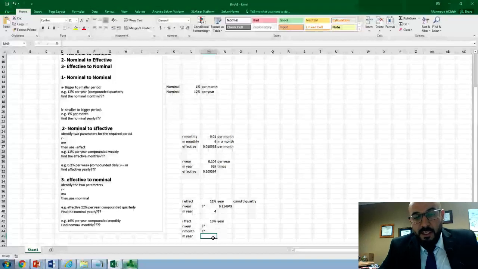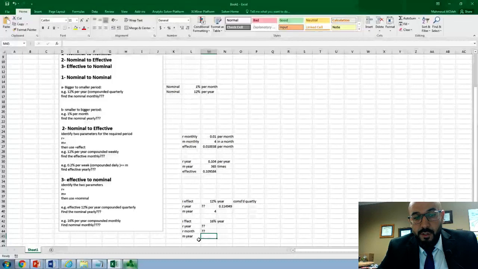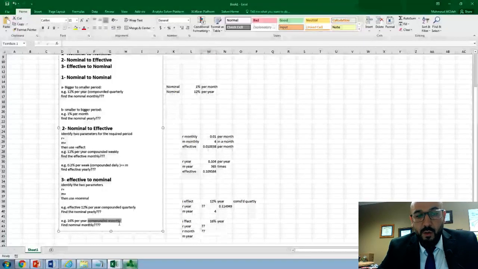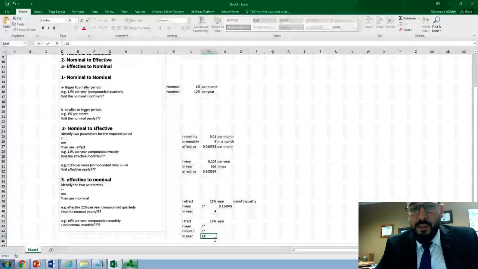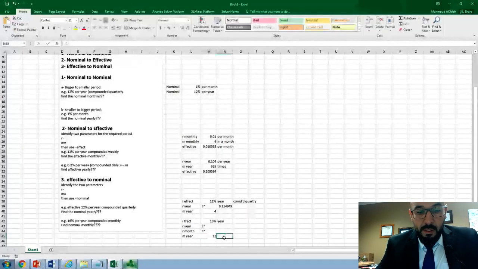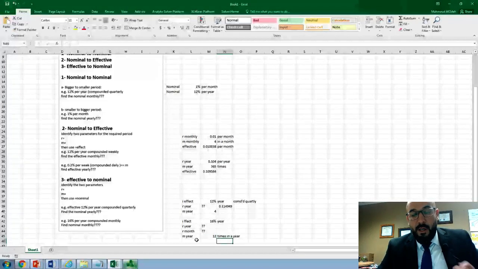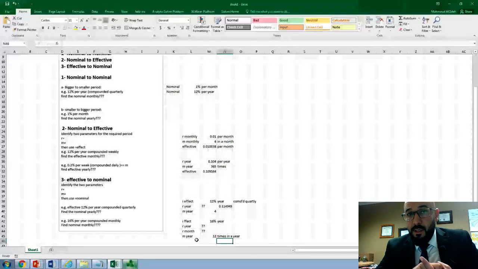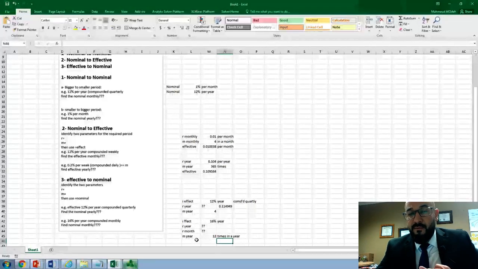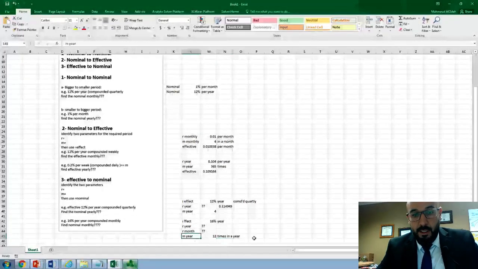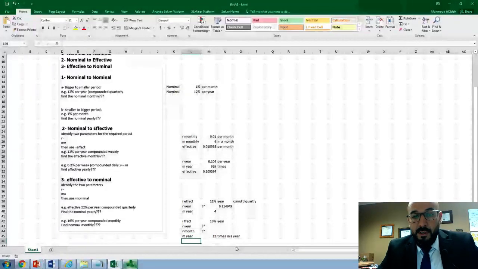How often is this interest rate charged? Compounded monthly, that would be equal to 12. That means the interest rate is charged 12 times in a year. Be careful. All right, so for this example, what we need to do is find the R nominal per year, and then from the year we could convert it into the monthly R. Okay, let's take an example here and move on.